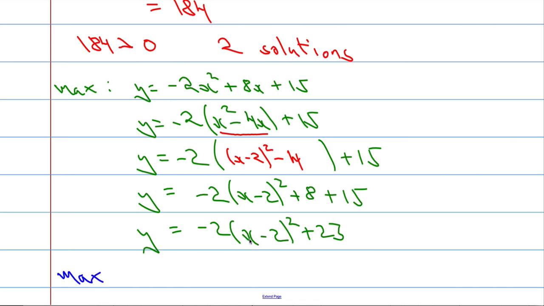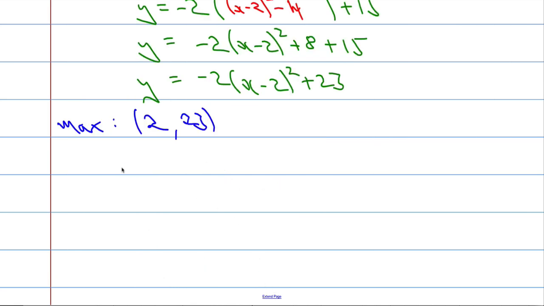The maximum comes when this part disappears, and the only number to make this disappear would be when x is 2. So the maximum is going to be when x is 2. If I put a 2 in here, this becomes 0, 0 squared is 0, and 0 times minus 2 is 0. When x is 2, y will be 23. So that's the maximum. And now I need to get these roots.